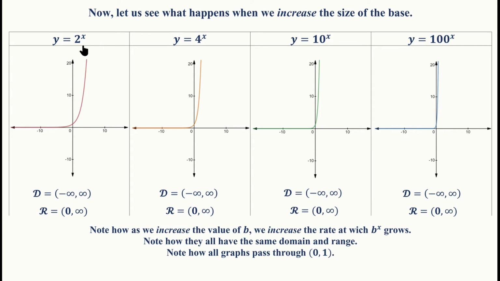Now let's take a look at what happens if we increase the value of b. See, we're going from 2 to 4 to 10 to 100. Notice what happens basically is that the growth becomes faster and faster. However, interestingly, notice the domains will all be the same, the set of all real numbers. The ranges for these simple types will also be the same. We'll look at some transformations of the basic exponential function later, where the range might change by lifting, etc. But for these, the domain and range are all the same.